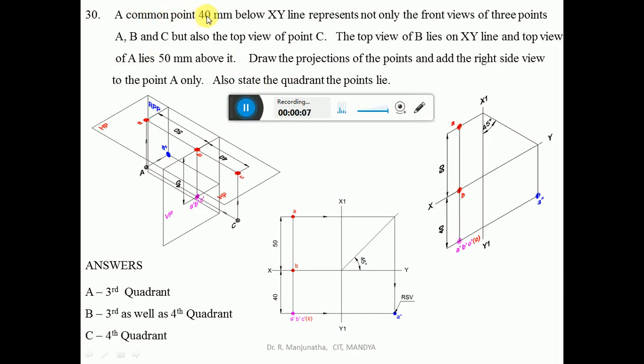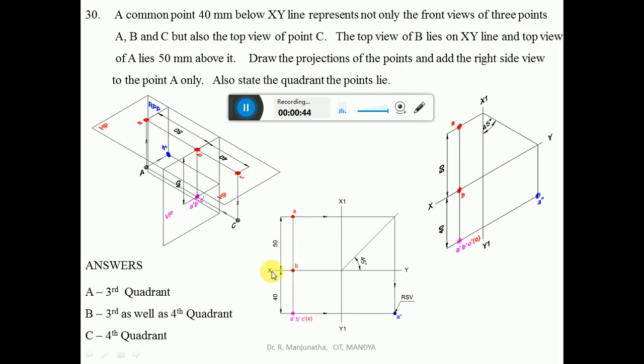A common point 40 mm below XY line represents not only the front view of 3 points capital A, capital B and capital C, but also the top view of point capital C. The top view of capital B lies on XY line and top view of capital A lies 50 mm above it. Draw the projections of the points and add the right side view for the point A only. Also state the quadrant the points lie.